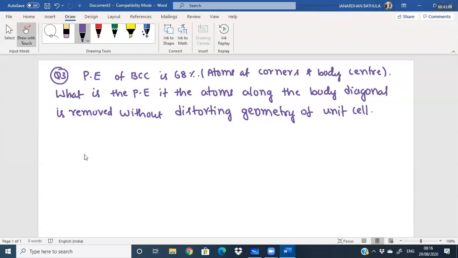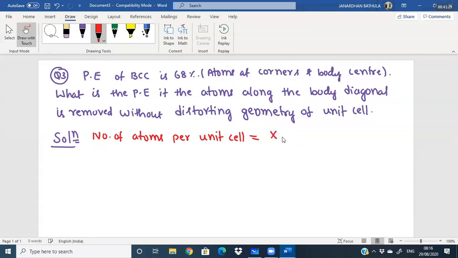Solution. Now, if the atoms are at corners and body center, the number of atoms per unit cell is equal to, for example, you can take an atom X, 8 corners, 8 into 1 by 8 plus body center. Then 2 atoms are present per unit cell.